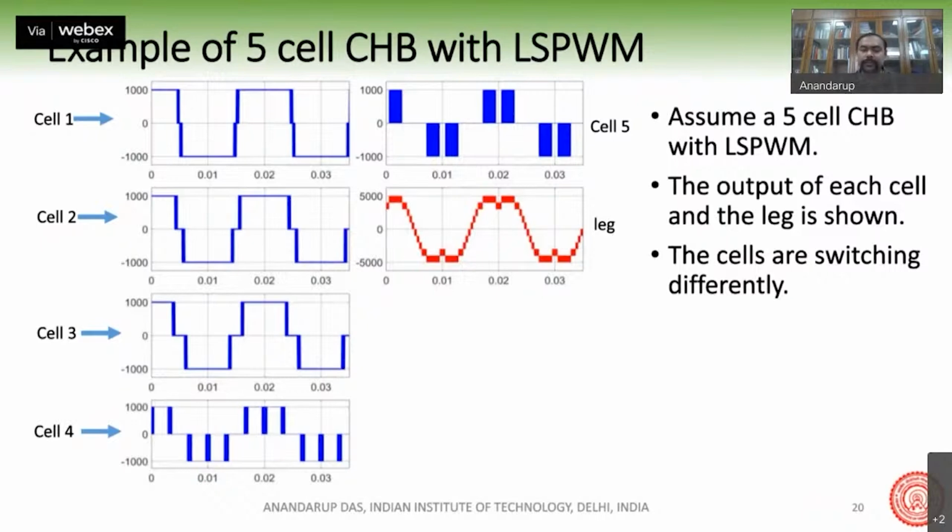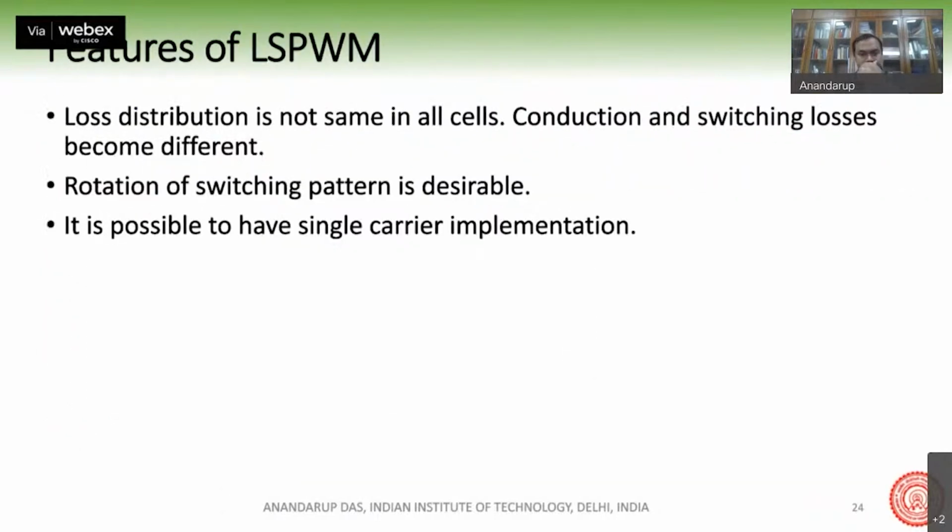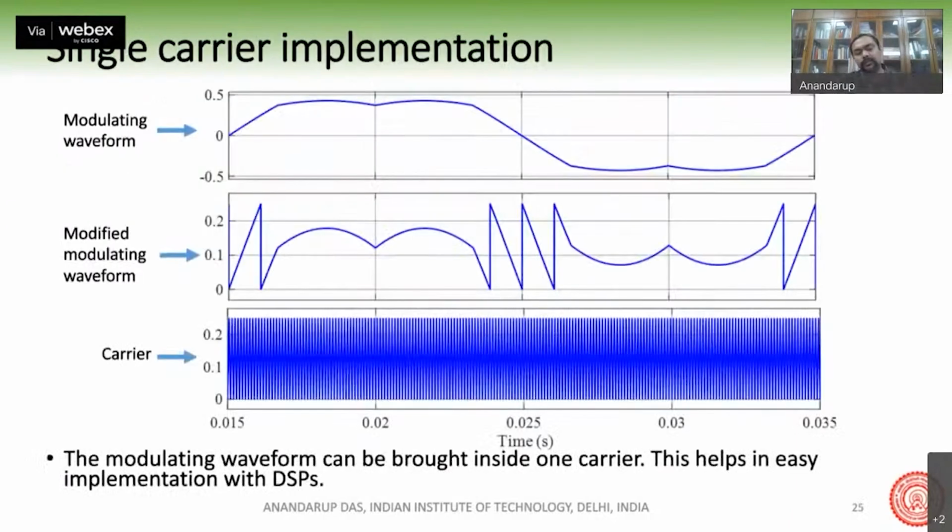But here, since the waveforms are non-identical for all the cells, the losses in this level shifted PWM are not the same in all the cells, because their patterns are different. Okay, so it is also possible. You have to rotate the switching pattern if you want to equalize the losses. It is also possible to have a single carrier implementation, where you can bring all the modulating waveforms, by modifying them, inside one carrier. That is possible.